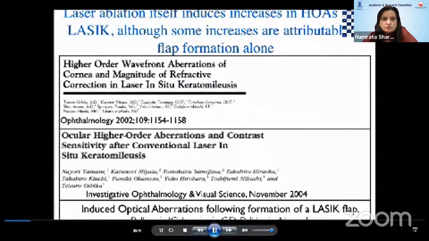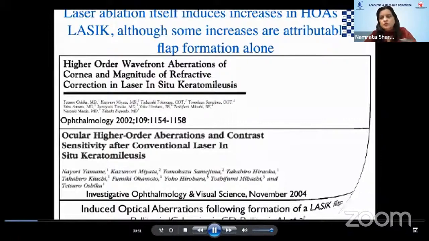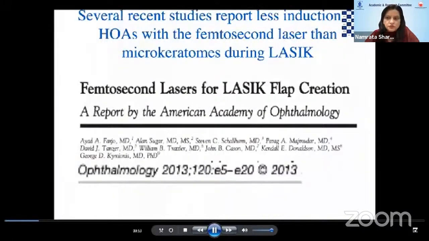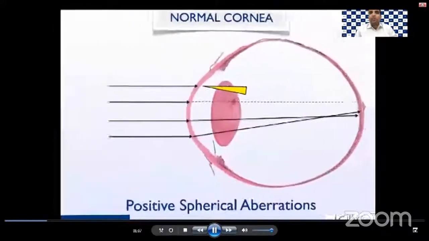Several studies have shown that just making a flap itself induces some form of higher order aberrations. And it's been shown that amongst the different ways of making the flap, the femtosecond laser assisted flaps cause the least amount of higher order aberrations induction compared to a microkeratome flap. And that's one good reason more to consider femto flaps for all.